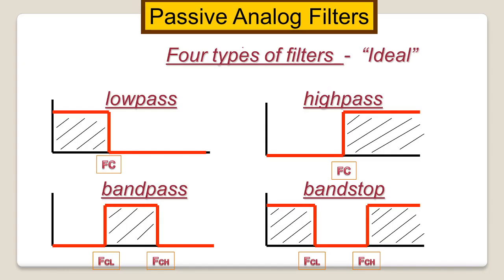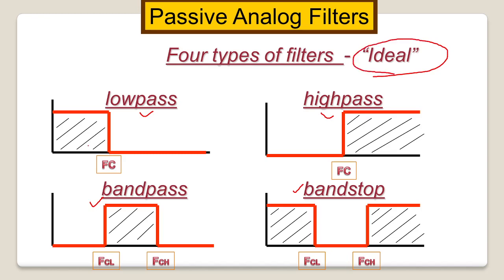Normally whatever filters there are, they are categorized into four types: low pass, high pass, band pass and band stop. I will elaborate on each of them. These four filters are the ideal ones, not the practical ones. These are the ideal filters.